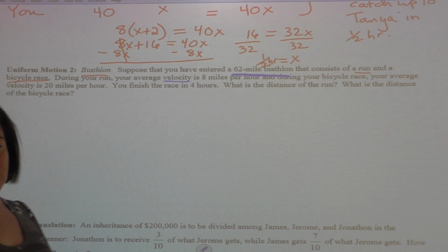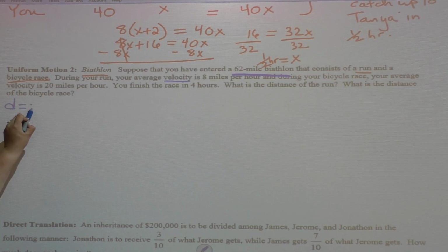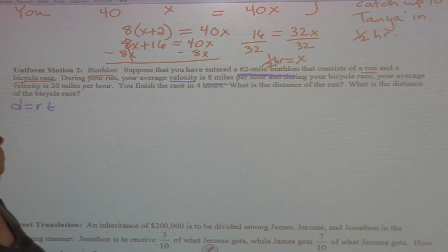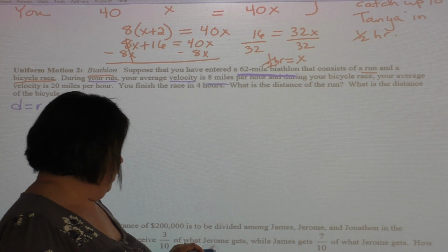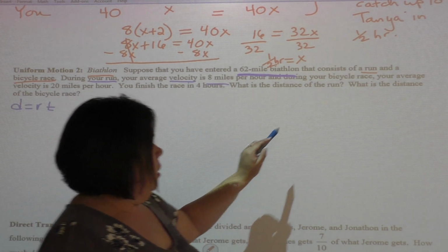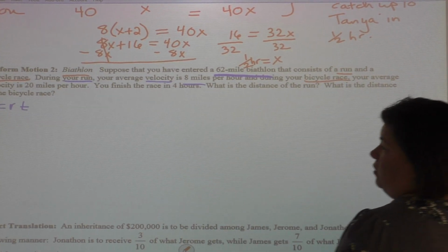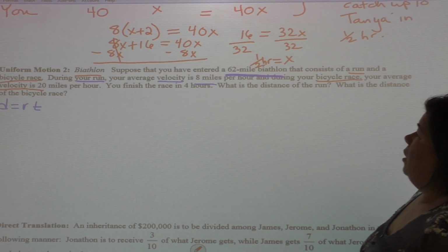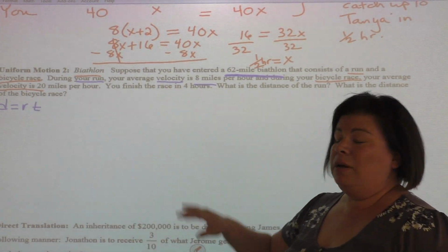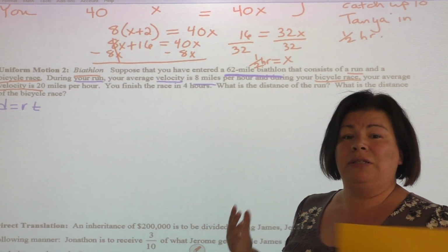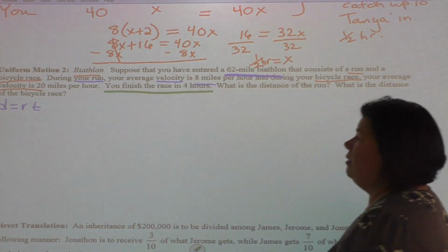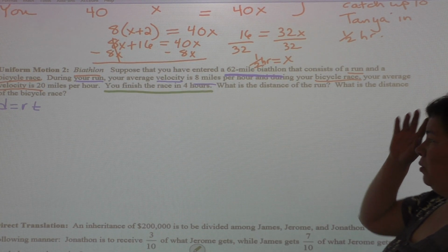So we know this is going to be a distance problem. Again, distance is equal to rate times time. So the average velocity is 8 miles per hour during the run. And then during our bicycle race, your average velocity is 20 miles per hour. You finish the race in 4 hours. Now, when they say you finish the race, they actually mean the entire biathlon. So that means this is the total time that it took us to finish both.